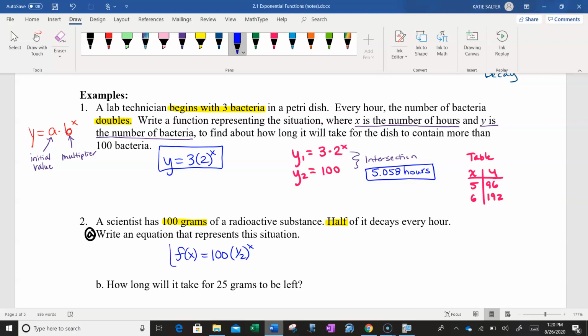In this case, it didn't define what x and f of x are. So I think it's important to do that. So I'd just come over to the side and say where x is equal to hours and f of x is equal to the grams of the radioactive substance.